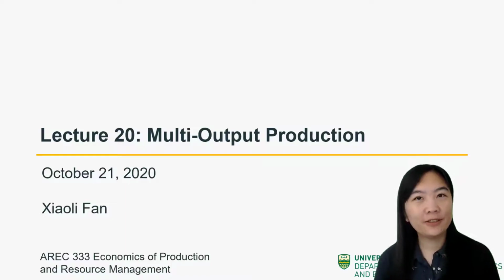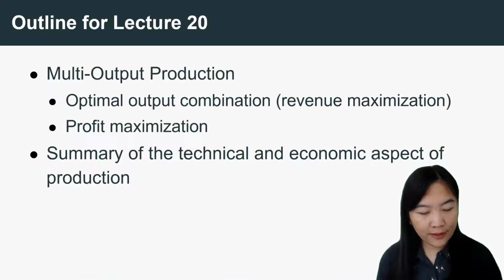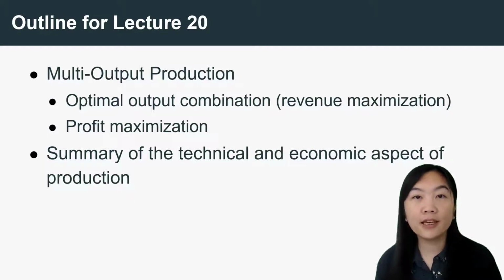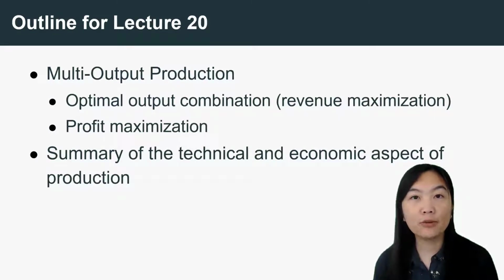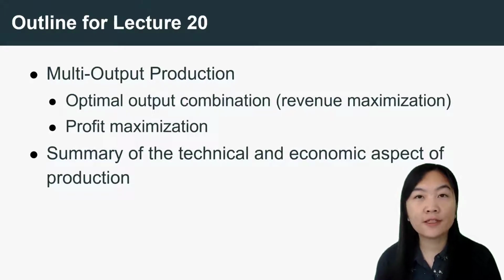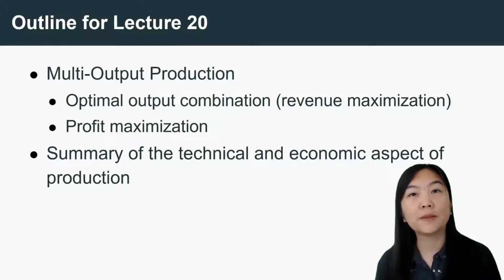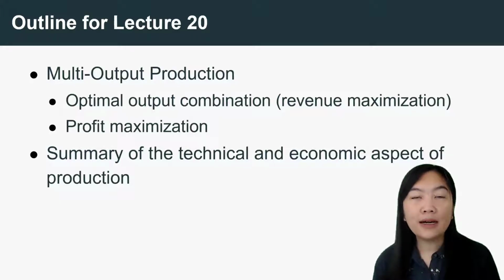Today we will continue with multi-output production, or more specifically two output and single allocable input production. So the plan is to finish this section today. We will first continue with revenue maximization, and if you solve the revenue maximization problem, then you actually get the optimal output combination. And after that, as always, we will do a profit maximization problem.